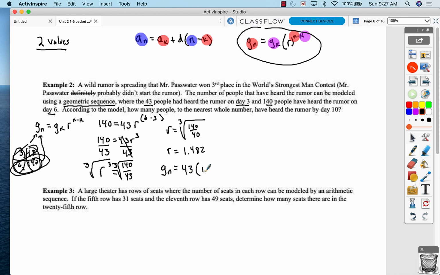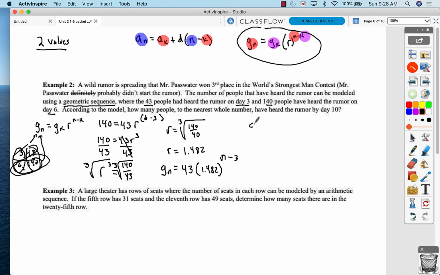Now this is going to be 1.482. This is what I mean by you could round, but I'm not going to actually use this. And then the n is going to be just n minus, okay, what was the input for 43? 3. So that's your equation. Now we could use this equation to find the rumors for any day we want.